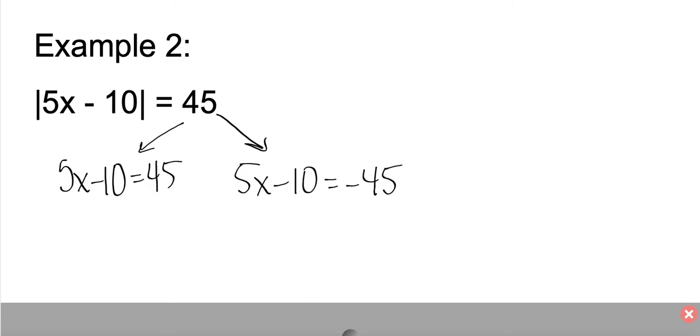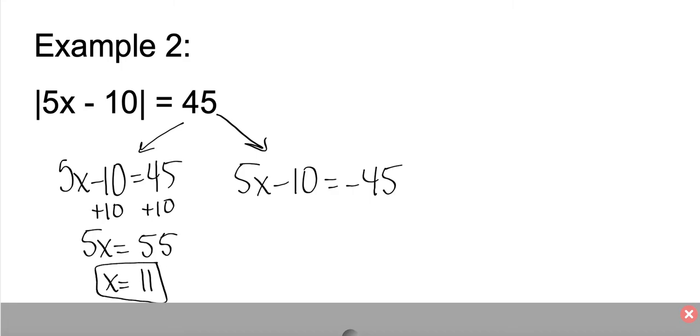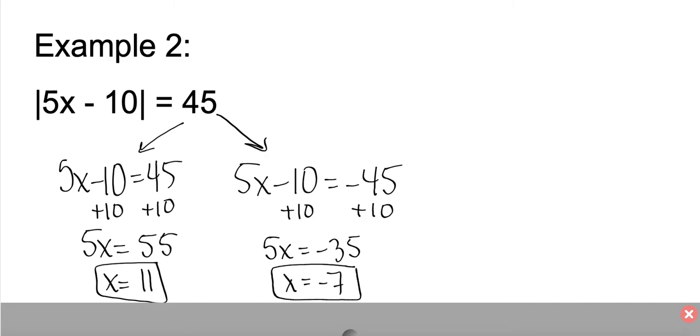Okay, so to go from there, we can just keep going with it. So add 10 to both sides. We have 5x equals 55, so x equals 11 when we divide both sides by 5. Add 10 here, add 10 here. We have 5x equal to negative 35. Divide both sides by 5, just like in the last one, we get x equal to negative 7. Okay? And I'm going to save some time. I won't check this one because I know that it's going to work out.